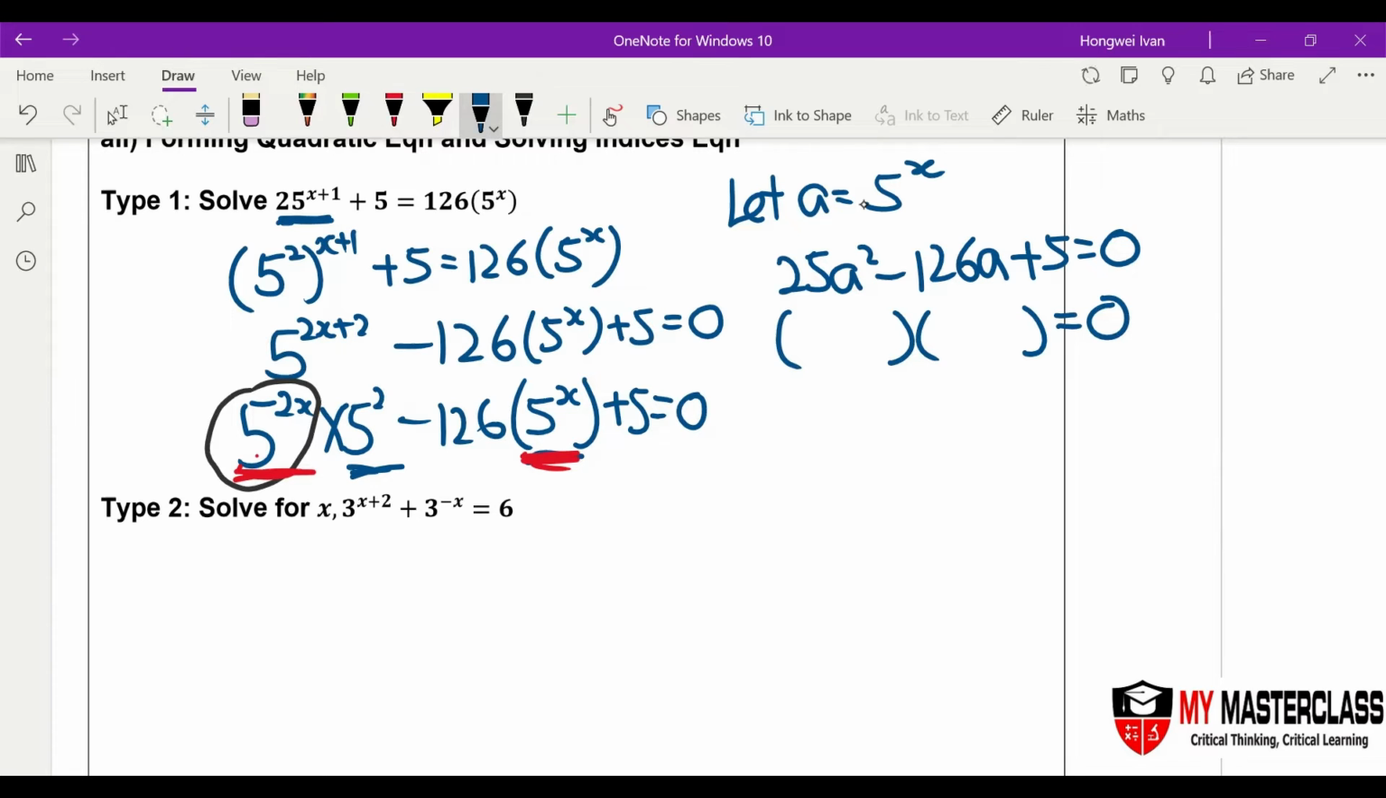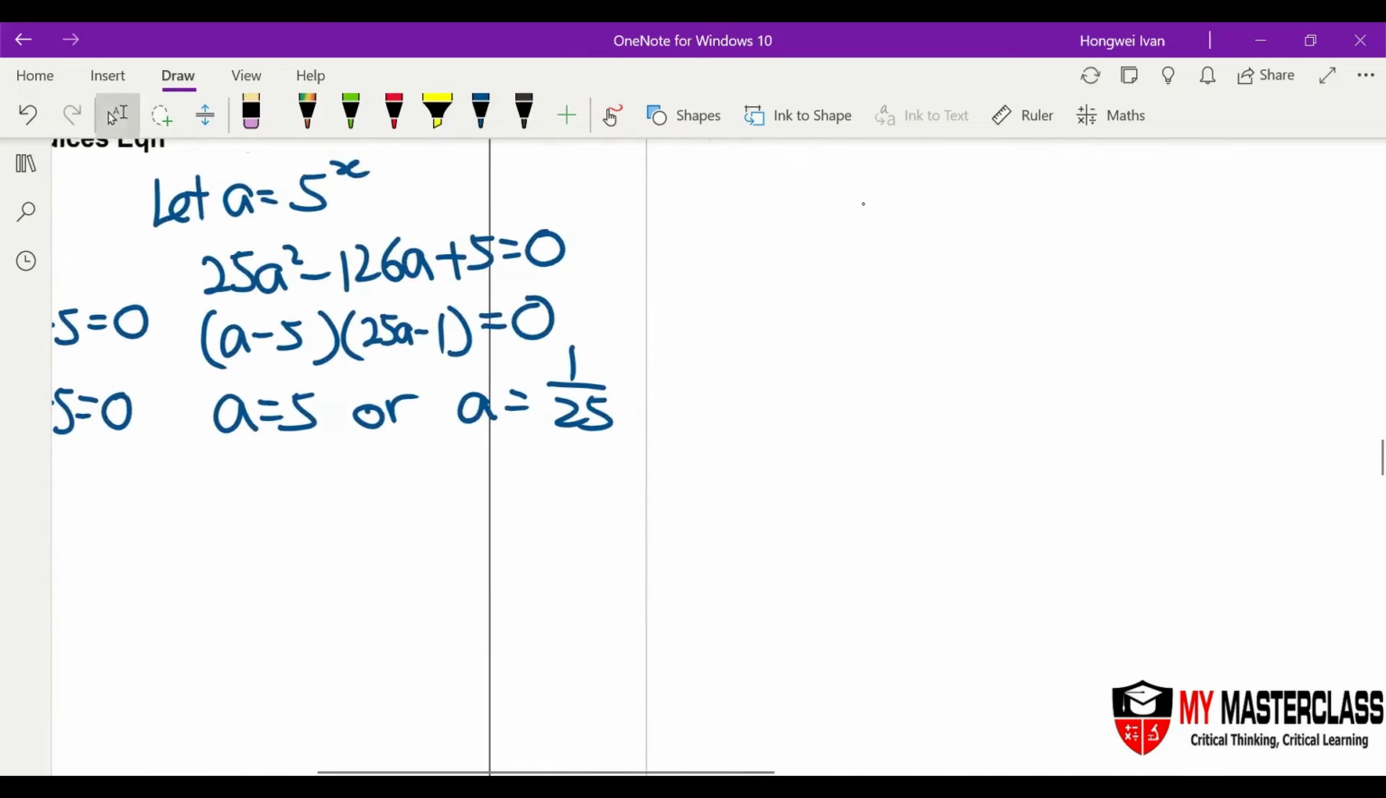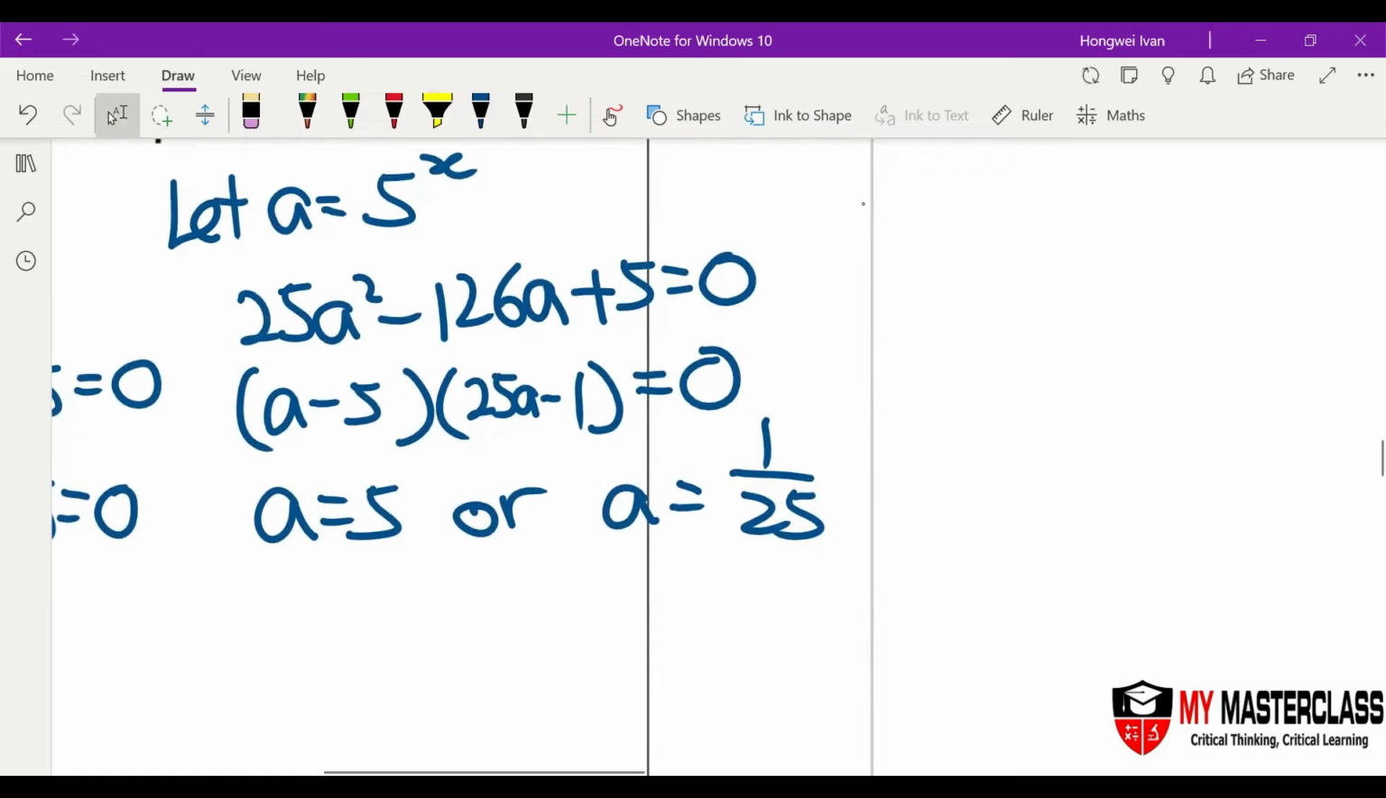A is x minus 5. A minus 5. Oh, yeah, 25. Okay, so which means that a is equal to 5 or a is equal to 1 over 25. Is that the answer? Seems like it, right?